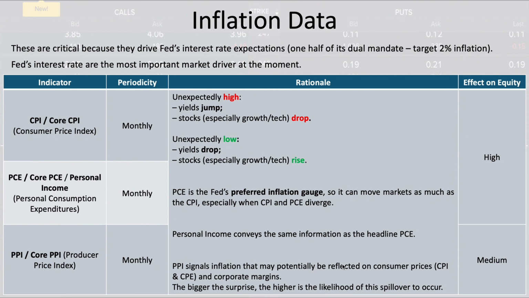CPI and the PCE, as I mentioned, are the most important ones. That's why their effect on equity is high. Equity and also on options, because I trade options on equities, as is my case, the importance is very high. The PPI not so much, so it has a medium effect, but still, this is what is expected in a nutshell to happen when it comes to inflation data.